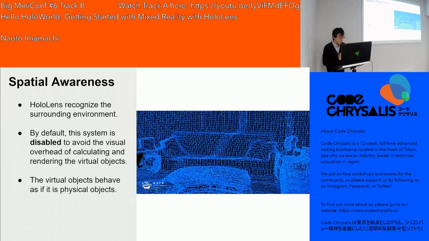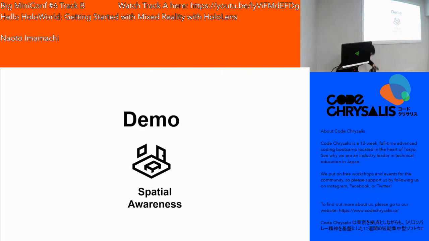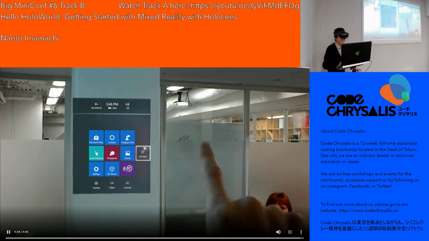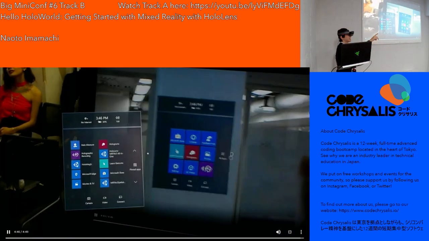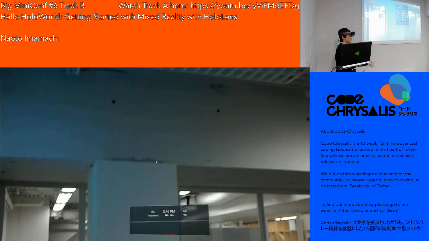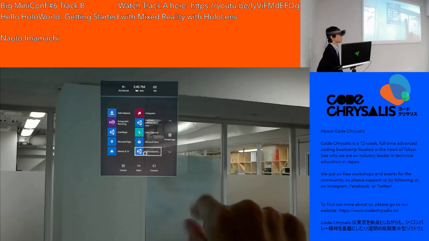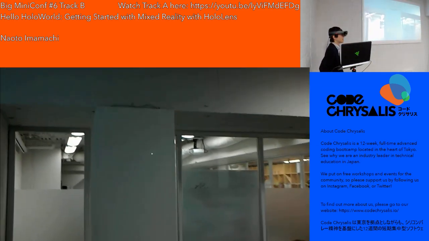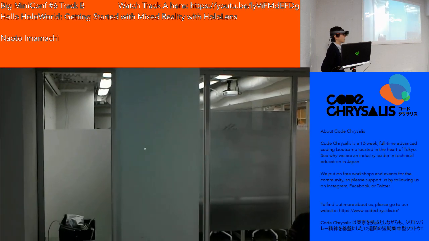In the next demo, I add the spatial awareness system to my application. So, try the next demo. Okay, let me close the previous demo. Sorry. Change the window. Okay, and open the other application about the spatial awareness system, made with Unity.